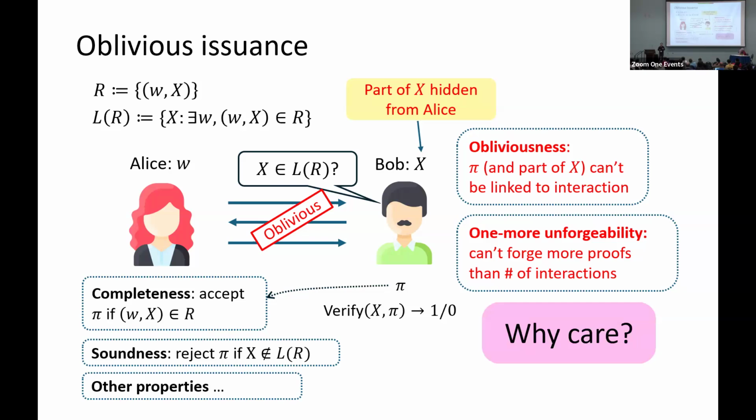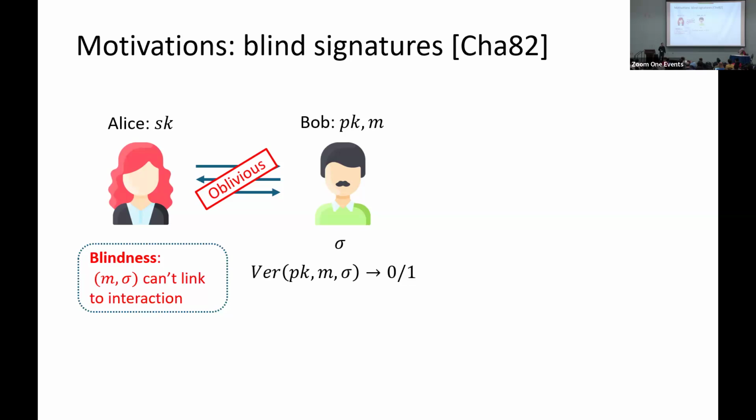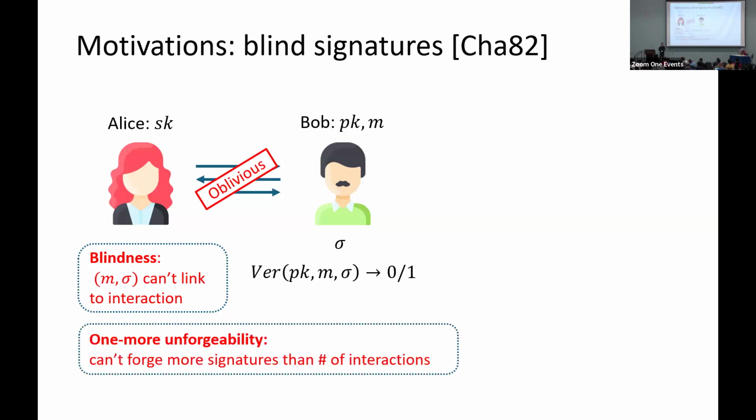So why do we want to obliviously issue proofs? The motivation is that it can be used to construct blind signatures and anonymous credentials. I will explain them one by one. A blind signature protocol allows Bob to obtain a signature from Alice, who holds a secret key, while keeping both the message and signature hidden from Alice. The property is known as blindness, which means the message and signature cannot be linked to the interaction. And we also want one-more unforgeability, meaning Bob cannot forge more signatures than the number of issuer interactions.